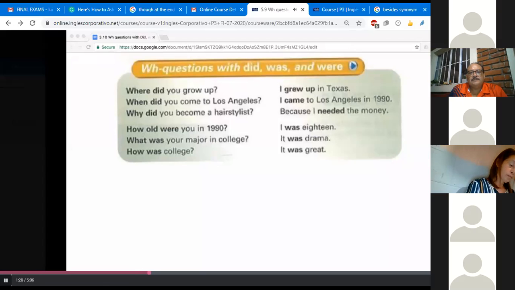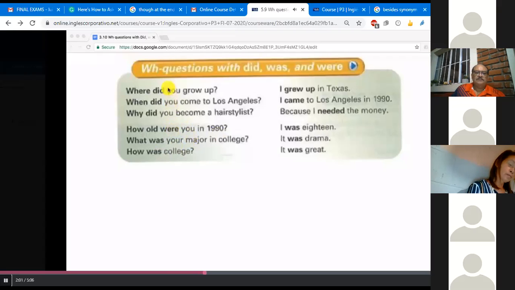It was great. I would like to point out that the key to understanding this topic is to not get confused with the following question. When do I use did? And when do I use was or were? You must remember the following. You will use was or were whenever you need to ask something related to the verb be.